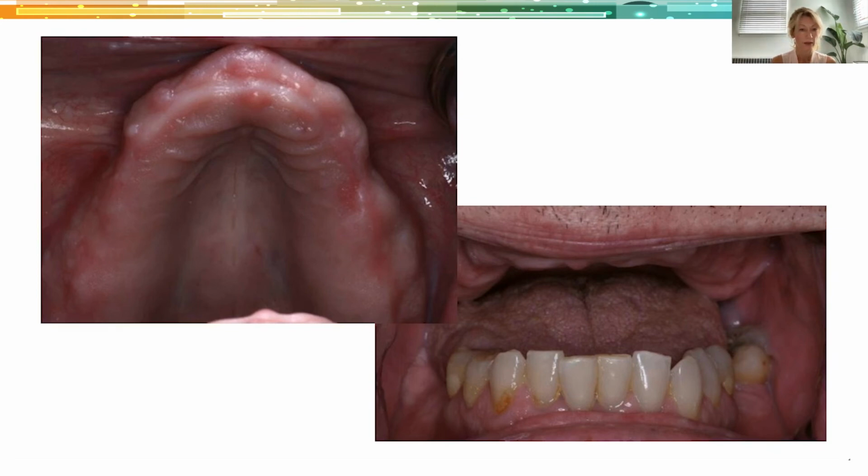Now, we have to restore this patient. The patient is interested in implant treatment. We can see how the tongue is all squished in with the fissures. So he is definitely lacking some space in his oral cavity.